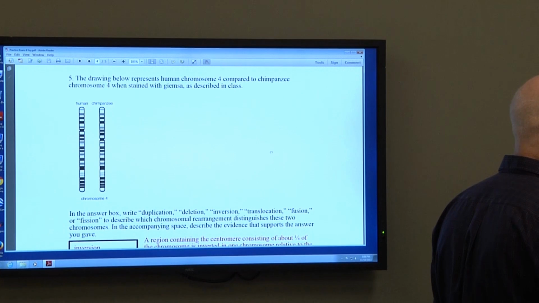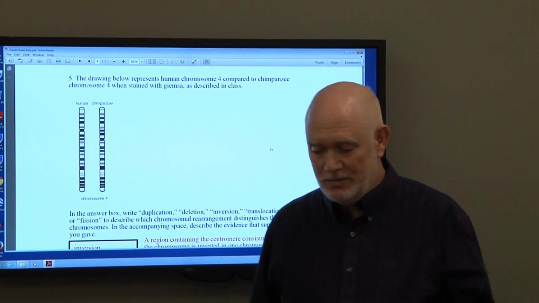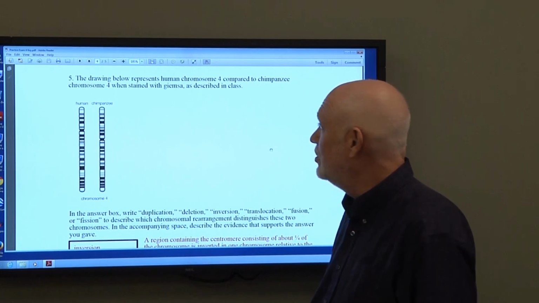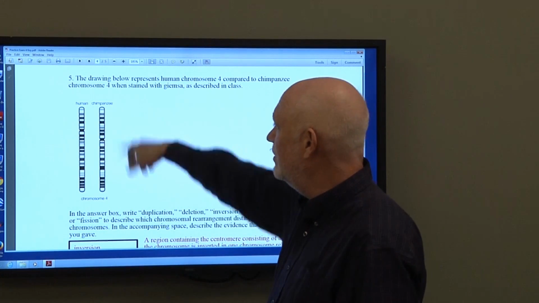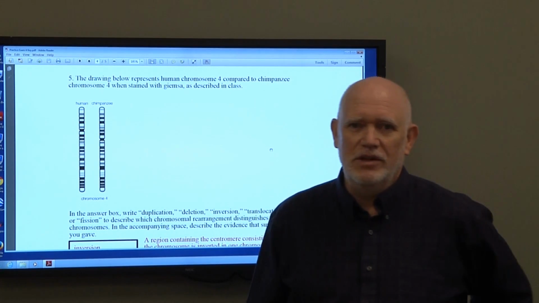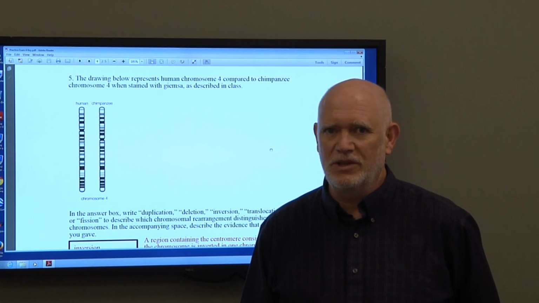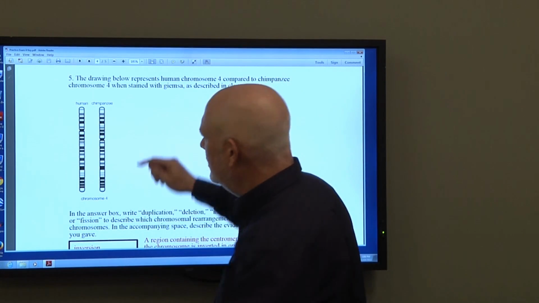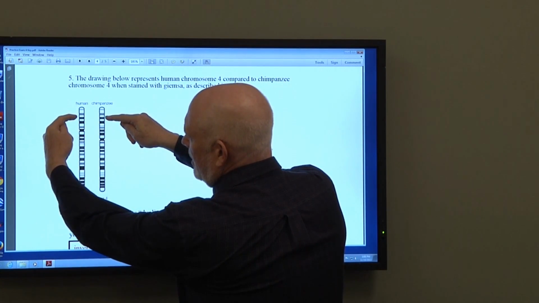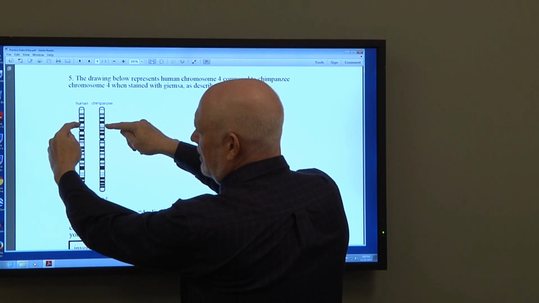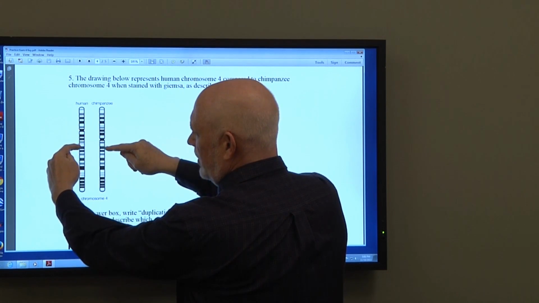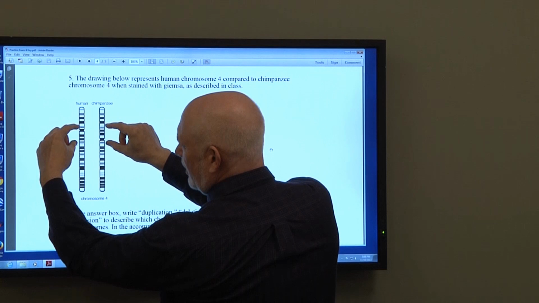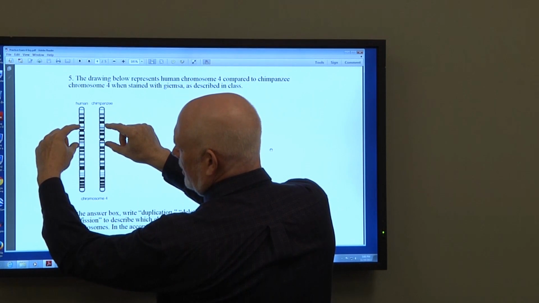Okay, question 5 now. This goes to material from chapter 15, sorry. And it shows you a drawing of two chromosomes, one from humans, one from chimpanzees, and it tells you that there is some sort of chromosome rearrangement that distinguishes them, and you need to identify what it is. In this case, if you look at the two, they are the same up to this point right here. Then they differ, and then from this point down, they're the same. So it's this little region right here, from about there to there, that they differ.